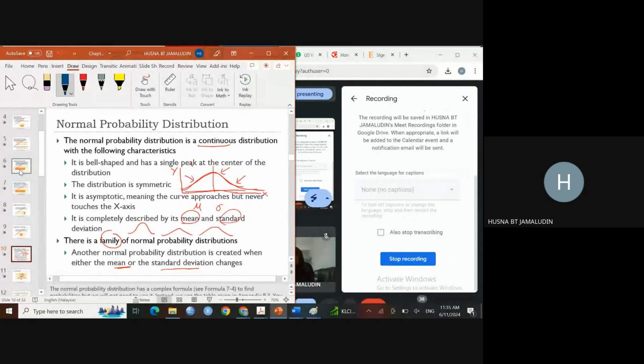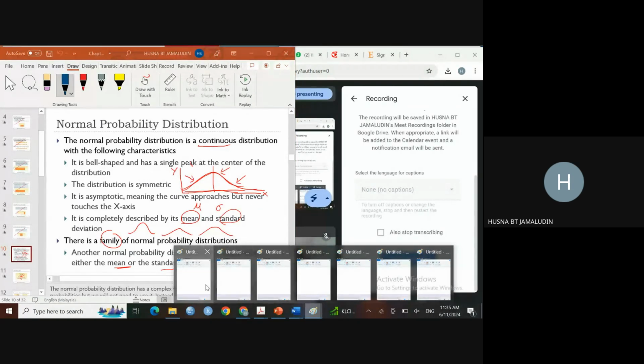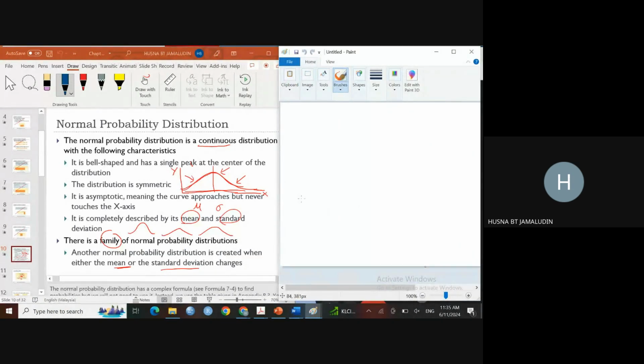So what is normal probability distribution? Basically this is just your normal distribution, right? The name is normal. So this is just like your bell curve. The middle is equal to 0. You're going to have negative infinity and positive infinity. Infinity means that the number keeps increasing. We are talking about a large number.